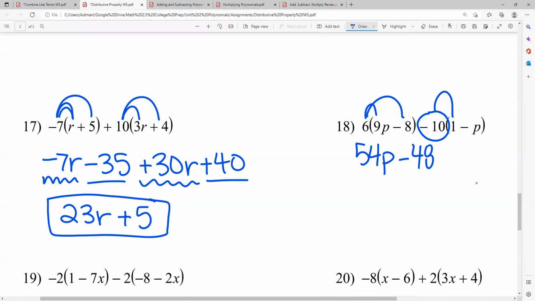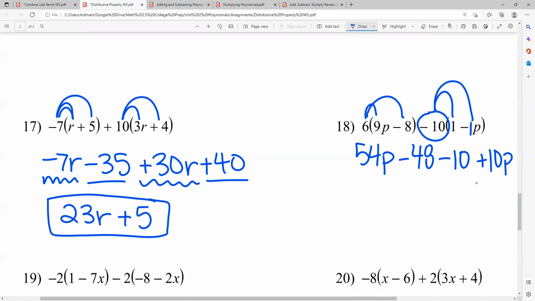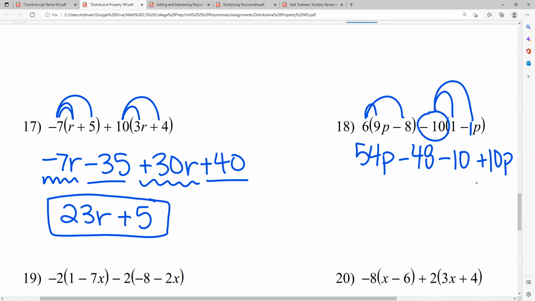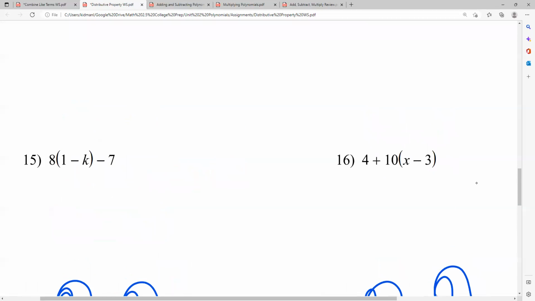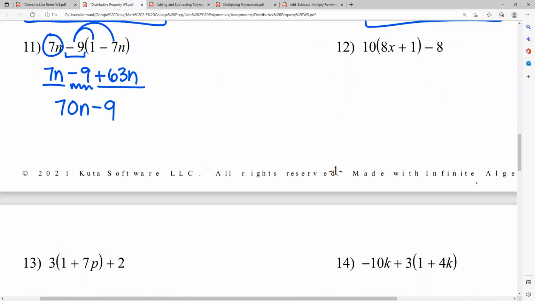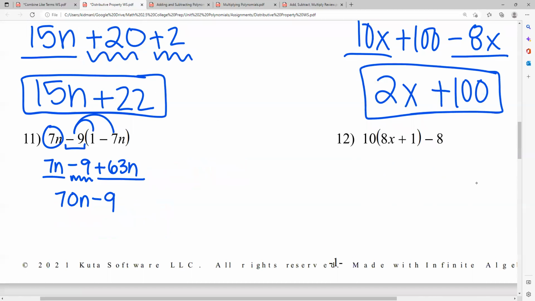So negative 10 times 1 is negative 10. And negative 10 times negative p, really when there's no number there, remember there's a 1. So what's negative 10 times negative 1? It's going to be a positive 10p. So every time you distribute with these second steps here, you want to make sure you distribute that negative with it. So you're going to end up doing that on question number 19 here as well. And you can also see that it can be done on some of these other ones that we've done here. That negative 9 up here, we did the same thing. So we want to distribute that whole piece.